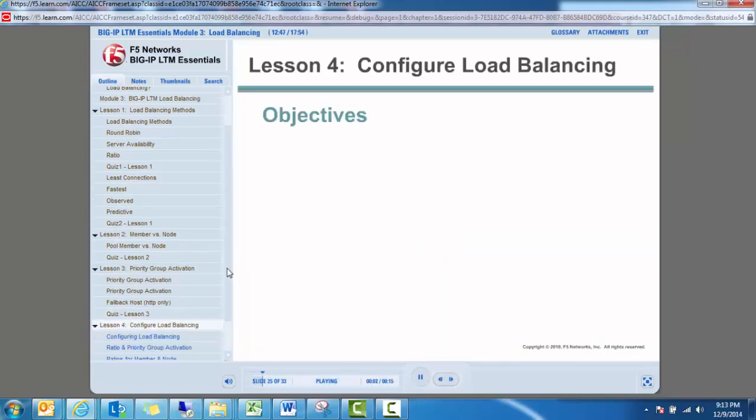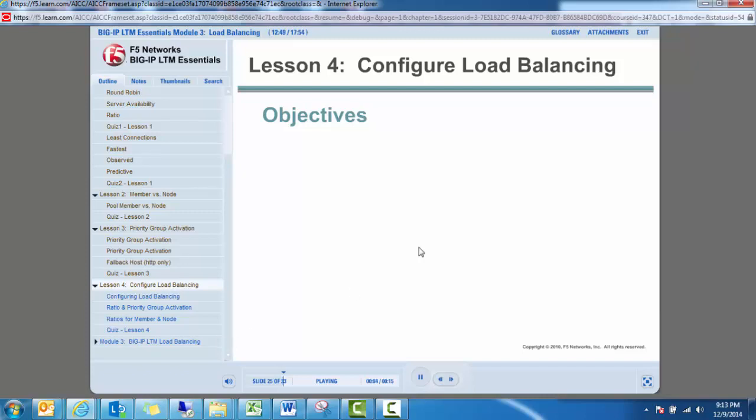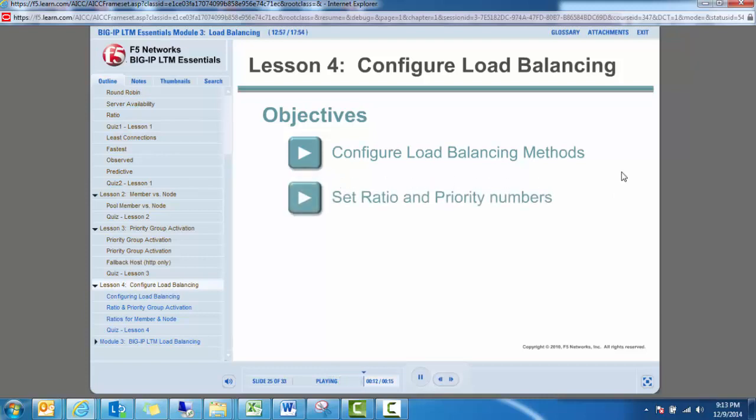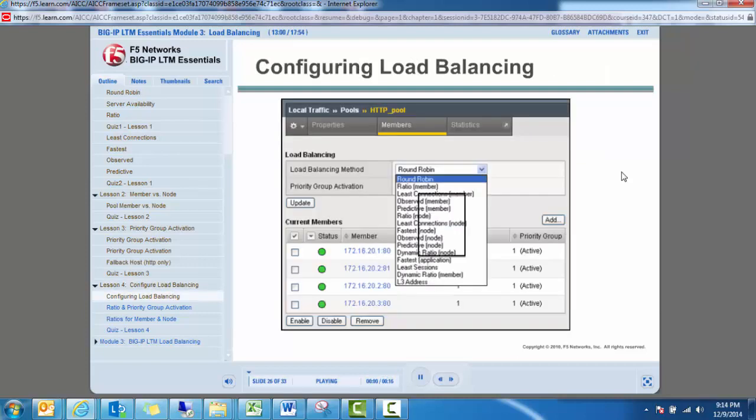Lesson 4. Configuring Load Balancing. After completing this lesson, you will be able to configure the different load balancing modes and appropriately set the ratio and priority numbers for your pool members. You configure the different load balancing methods within the pool configuration page, which is located in the local traffic section of the web configuration utility.